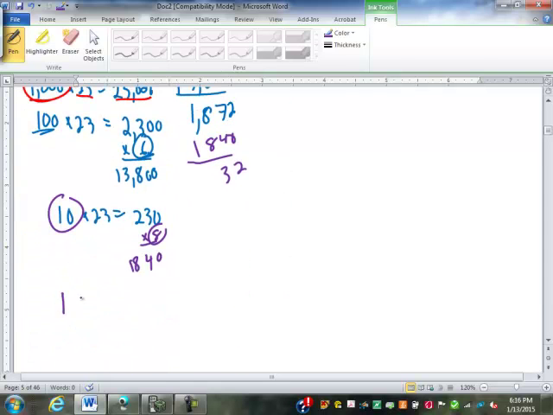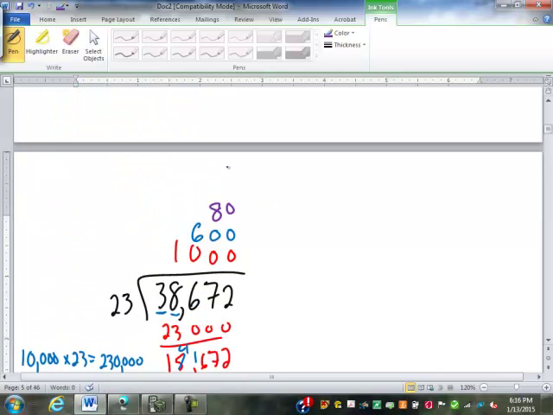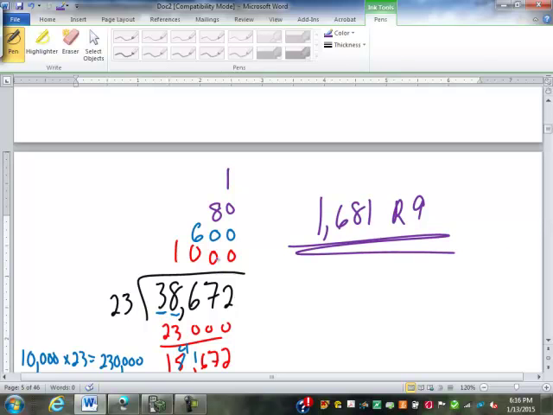And next is just the ones place. 1 times 23 is 23. I can subtract that once more, leaving me with 9. So I subtracted 23 once more. So I subtracted 23 1,681 times, and there's a remainder of 9. So 38,672 divided by 23 is 1,681 with a remainder of 9.